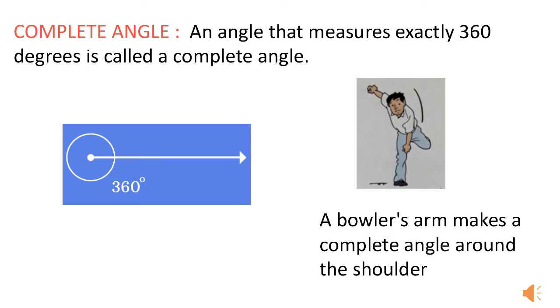Now let us see what is a complete angle. An angle that measures exactly 360 degree is called a complete angle. A bowler's arm makes a complete angle around the shoulder, isn't it? So that shows a complete angle.